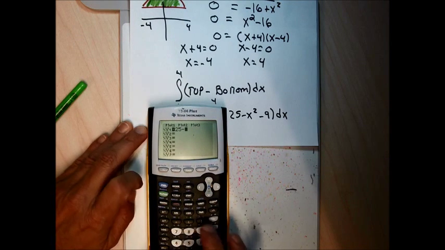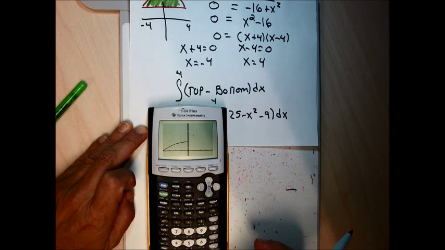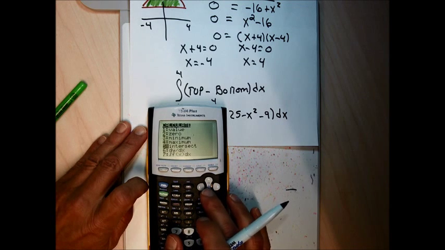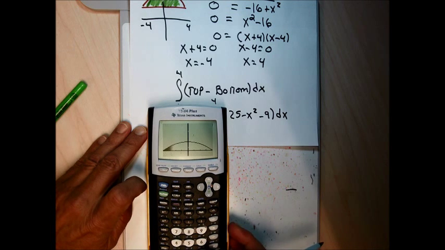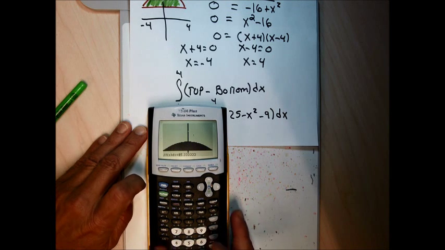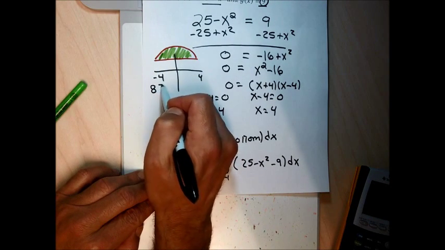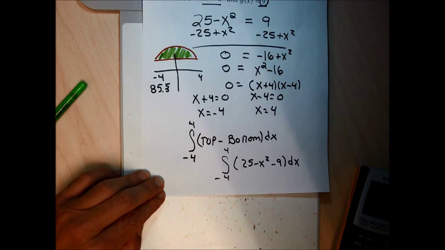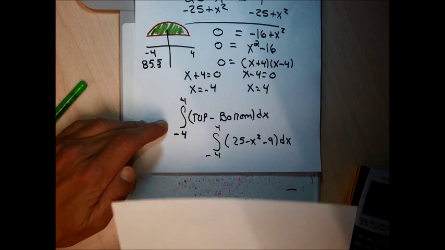I'll go 25 minus x squared minus 9, graph it, and integrate it between -4 and 4 by going second calc, integrate, lower limit -4, upper limit 4, and I get 85.3333 for this shaded area. So my goal is to get an answer that has a decimal equivalent of 85.3, but I want the fraction version of it.